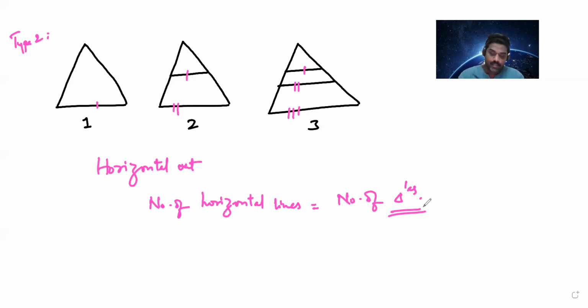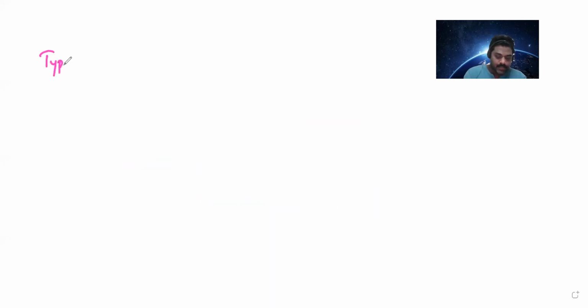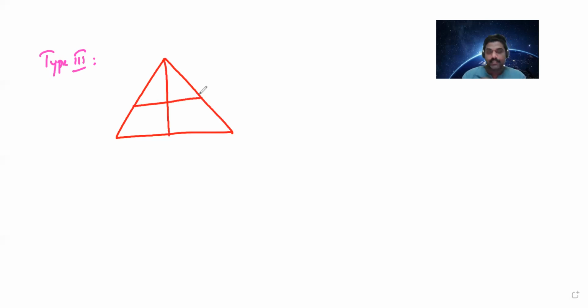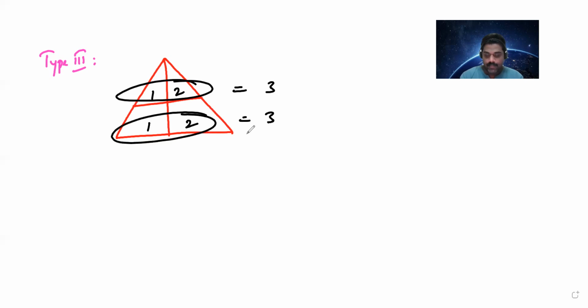Now moving to the next type, type 3, a combination of both vertical as well as horizontal cuts. For example, let us say a diagram like this. How many triangles are there? Very simple. As you can observe here, this first portion has 2 cuts. The next portion also has 2 cuts. So add these number of cuts. So this total will become 6 triangles.